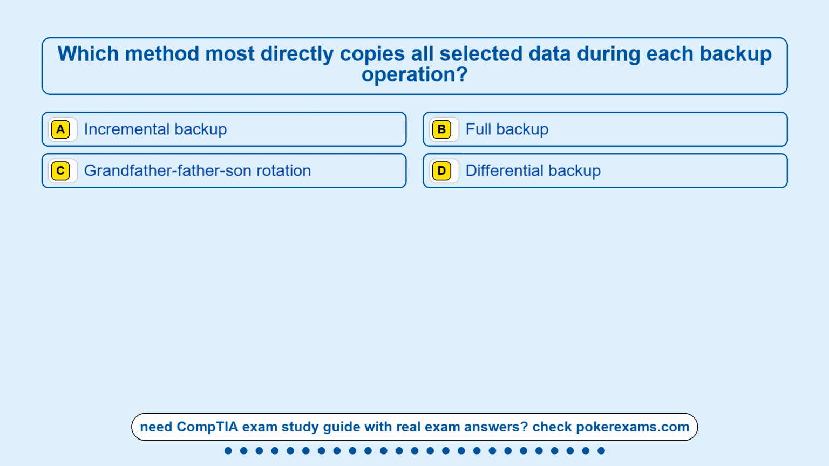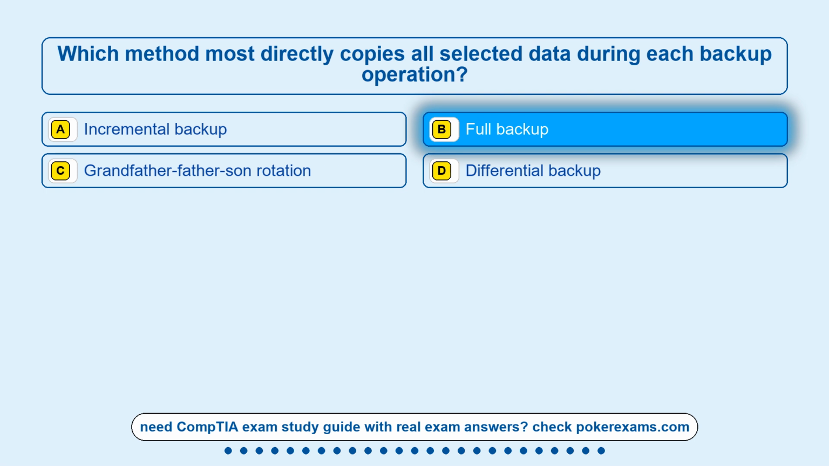Question 7. Which method most directly copies all selected data during each backup operation? Option A, incremental backup. Option B, full backup. Option C, a grandfather-father-son rotation. Option D, differential backup. The correct answer is option B, full backup.